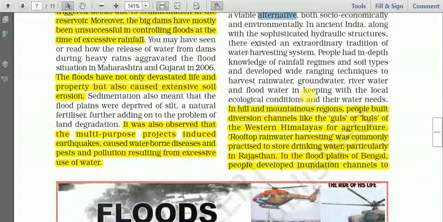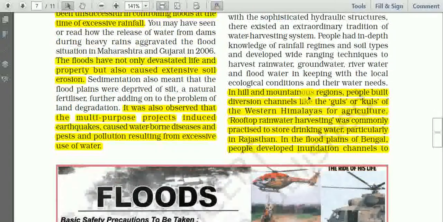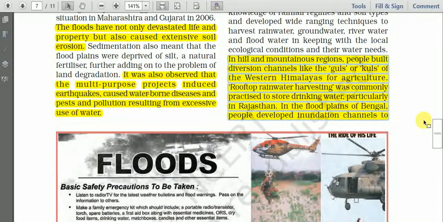And see what are the different ways of rainwater harvesting. The different methods of rainwater harvesting are given here. In the hill and mountainous regions, people build diversion channels like guls or kuls of the western Himalayas for agriculture. Actually, these are simply like inundation canals. In the plain area it is known as an inundation canal, but in the mountainous area river water is diverted.